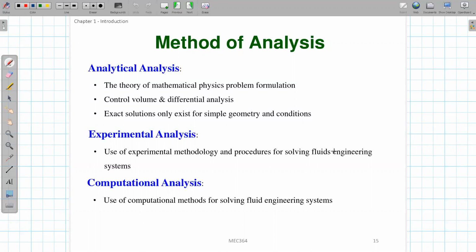Analytical analysis is the most important part, because it provides the fundamental theory for the other two methods. The other two methods are the experimental analysis method and the computational analysis method. The experimental analysis method is as the name says: we do experiments. We use different measurement tools and equipment to measure the flow behavior for different kinds of fluid mechanics problems.